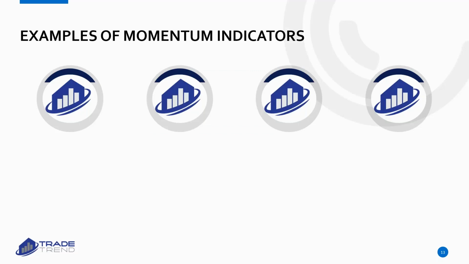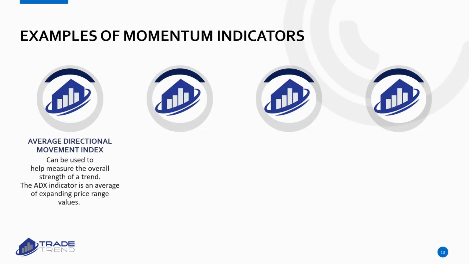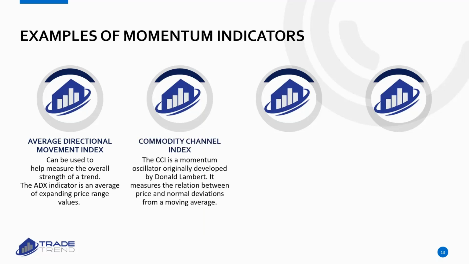So let's talk a little bit about momentum indicators. There's probably a couple dozen or so momentum indicators available to us in retail trading platforms. So I'm just going to go over a few of the more common ones. The first being the average directional movement index. So this one's a good one to help measure overall strength of a trend. It's often referred to as the ADX. The second is the commodity channel index. Many of you have probably heard of this one. It's often referred to as the CCI, and it measures the relation between price and normal deviations from a moving average. So these are all valuable momentum indicators.